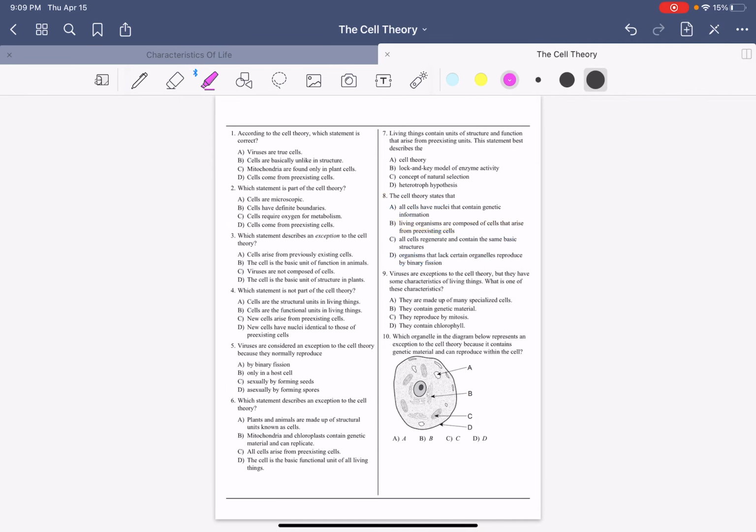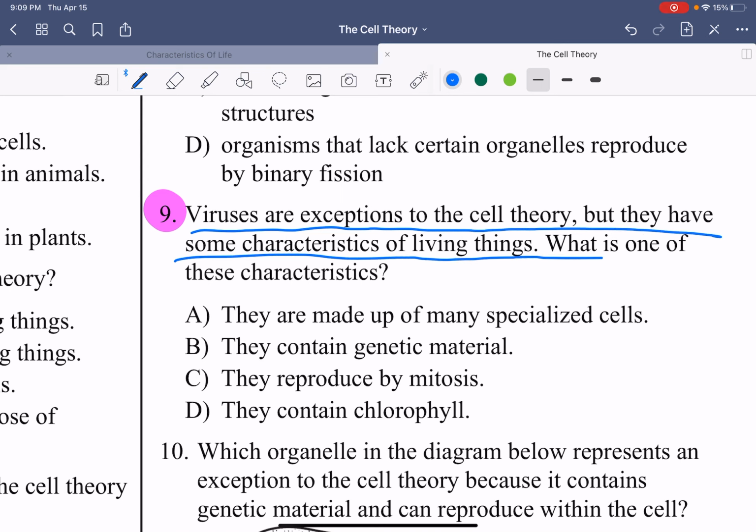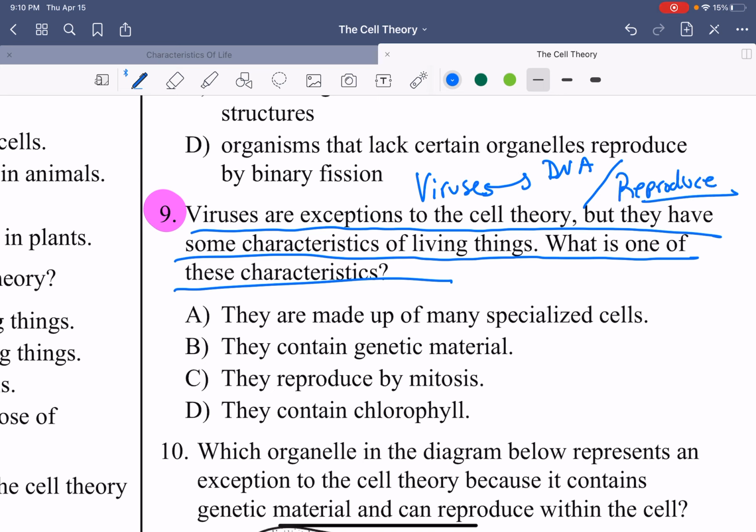Okay, let's clear the page. Oh, I see viruses for number 9. Viruses are exceptions to the cell theory, but they have some characteristics of living things. What is one of those characteristics? Before we even look at the answers, just know that viruses have DNA inside of their body. Scientists don't want to call it a cell. They also reproduce. Even though they're not considered living and not considered cells, they do reproduce and they do have DNA. They need a host cell to reproduce, but they still reproduce and living things do that.